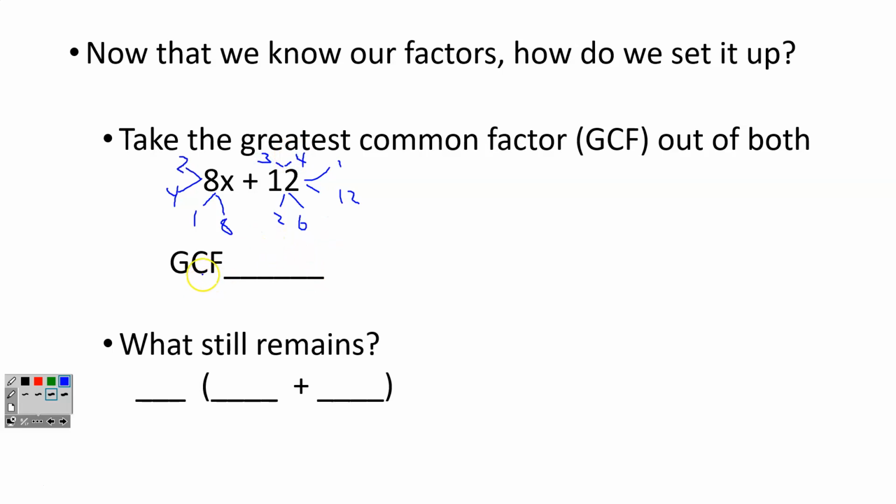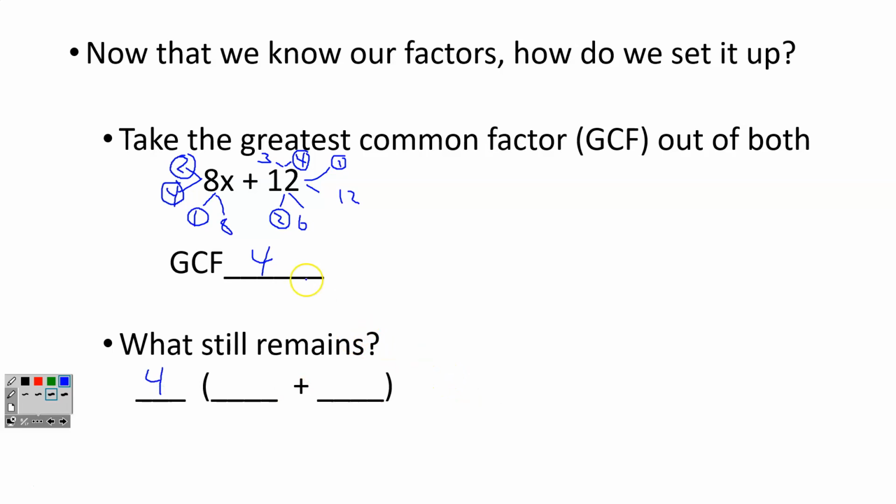So we need to find the biggest number that they have in common. Well, if I look at this, they have a 1 in common. They have a 2 in common. This one has a 4, and I see a 4 over here. So we have a 6 and a 12, but I don't have those as factors, and I don't have 8 as a factor over here. So the biggest number that they have in common is going to be that 4. Because it's right there, and it's right there. So we're going to put our GCF out here on the outside.